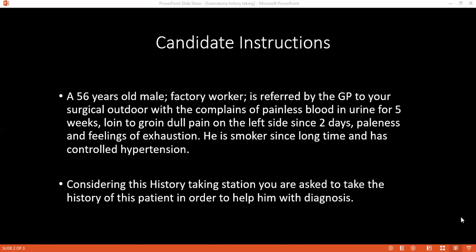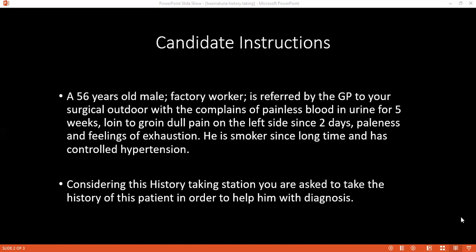Any bleeding coming out from other parts of your body? No. Okay. Any pain in your tummy? Yes, I have pain in the left side of the loin and abdomen. Any swelling in the left side of your loin? I feel some heaviness on my left side of the abdomen.